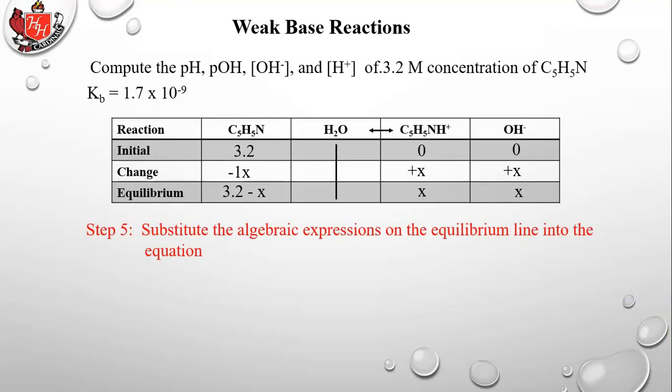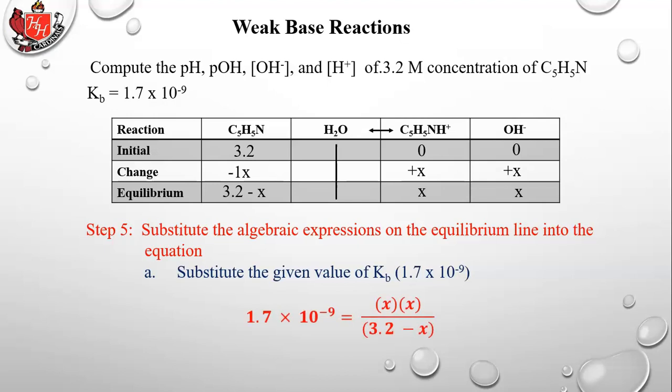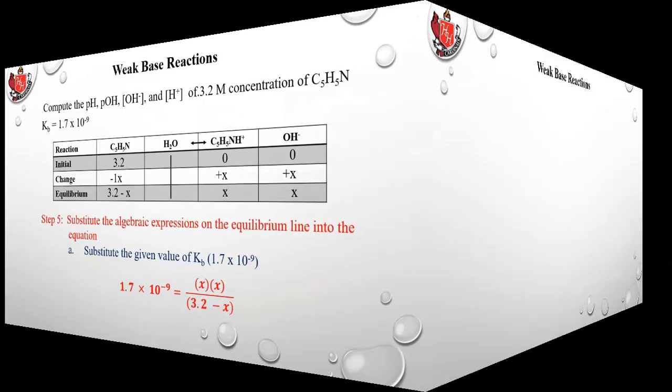Okay, now we substitute the algebraic expressions on the equilibrium line into the equation, and we go ahead and put our actual value for Kb in there. So there you go. You have x times x over 3.2 minus x.